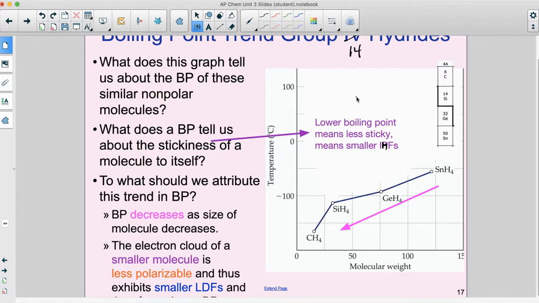In order to boil, we're taking these particles, like if we have CH4, we have to unstick them from each other. We've got to separate these and turn them into gas. We have to completely break the intermolecular forces. So here we can see this trend as we go down the group.